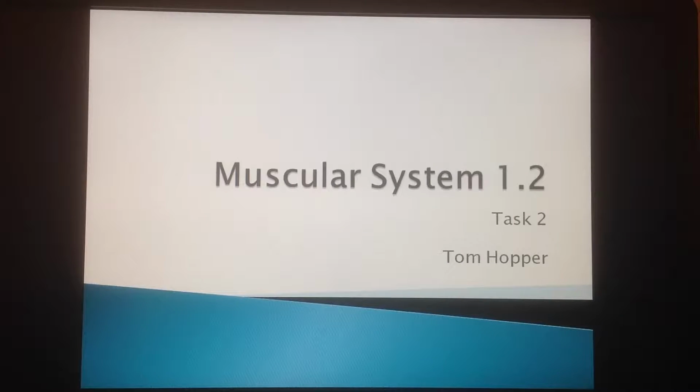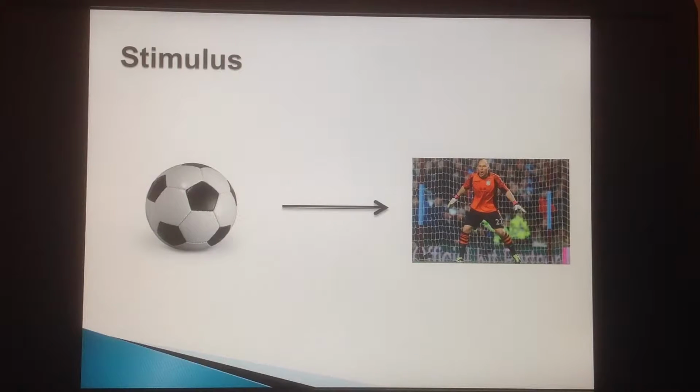The Muscular System 1.2, Task 2: the sliding filament theory and muscle contraction. The theory of a muscle contracting includes a long process. The process starts off with a stimulus. In this situation, I'm going to use a football and a goalkeeper needing to contract his muscles to save it.